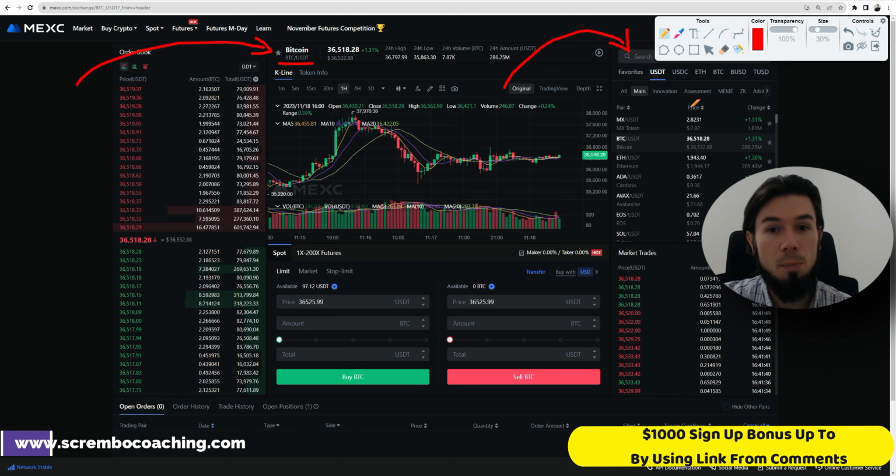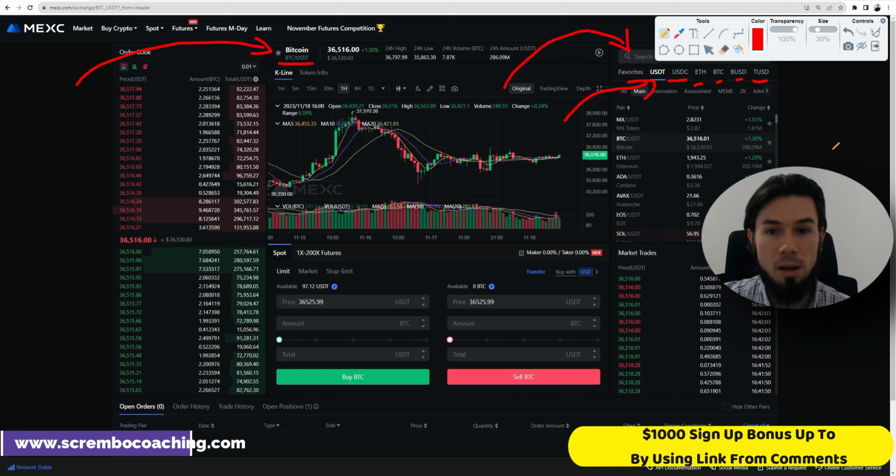As well, we need to keep in mind we are in the category of USDT right there, but we can go USDC, Ethereum, BTC, BUSD, and the other one as well. So there's a few alternatives out there that you can have in order to search and get your pair that you would like to trade.